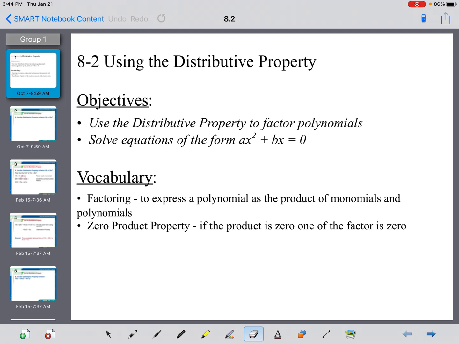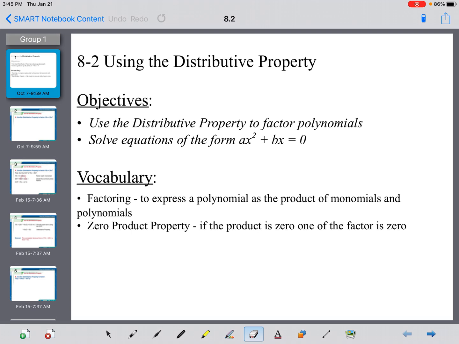Factoring means to express a polynomial as a product of monomials or polynomials. So remember, in the previous section we had factored form. And so we're trying to get things down to a prime factorization. We had no exponents greater than 1. And so we're going to be looking at some of that in this factoring. Big deal here is the zero product property with the idea of solving equations that are equal to 0.